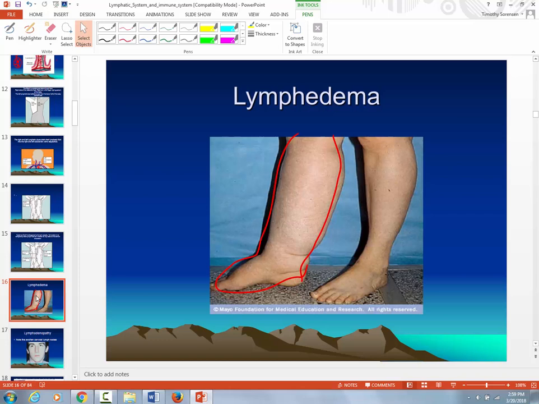Anytime you have an extremity, a leg or an arm, that becomes swollen, especially just one leg, you always think infection and lymphedema. If it's congestive heart failure, it's going to cause all the pressure in the veins to build up, and it's going to build up in both legs. Do you understand that? Okay.